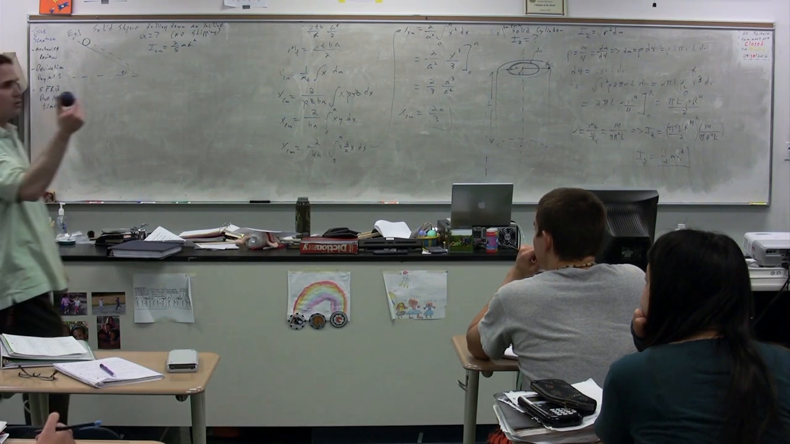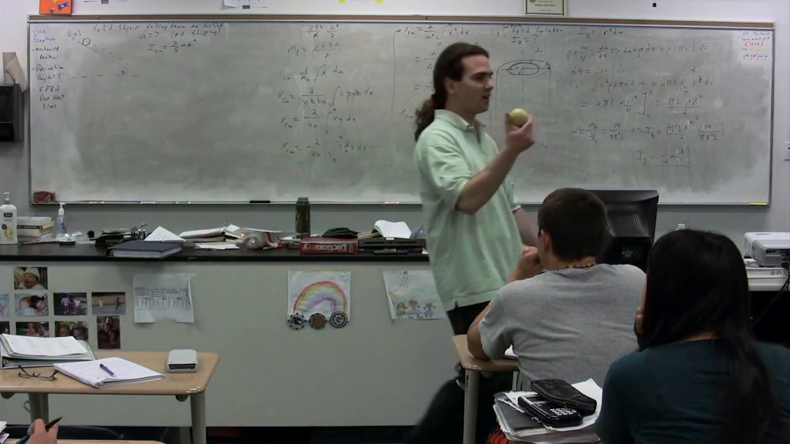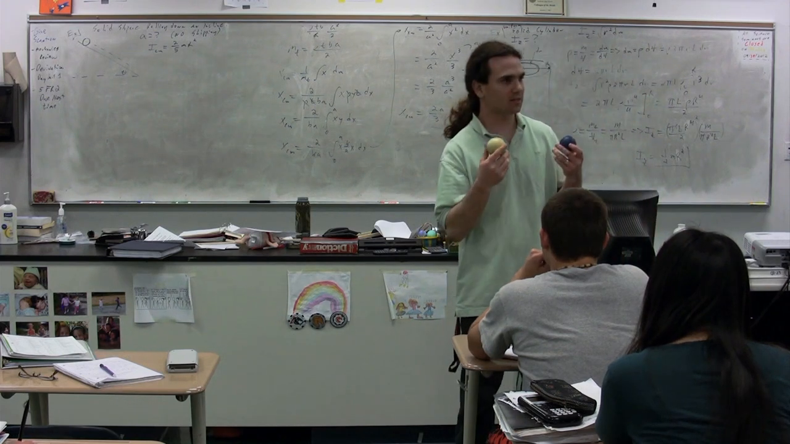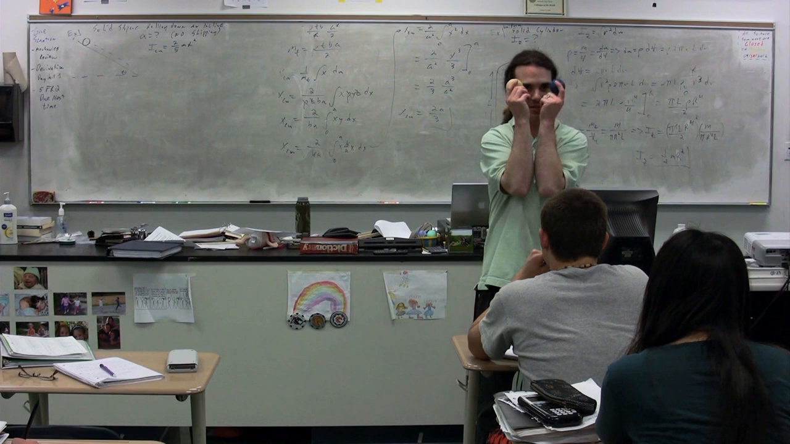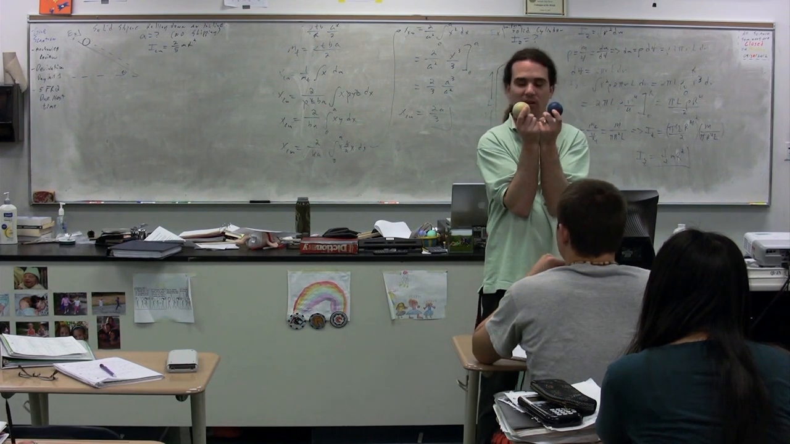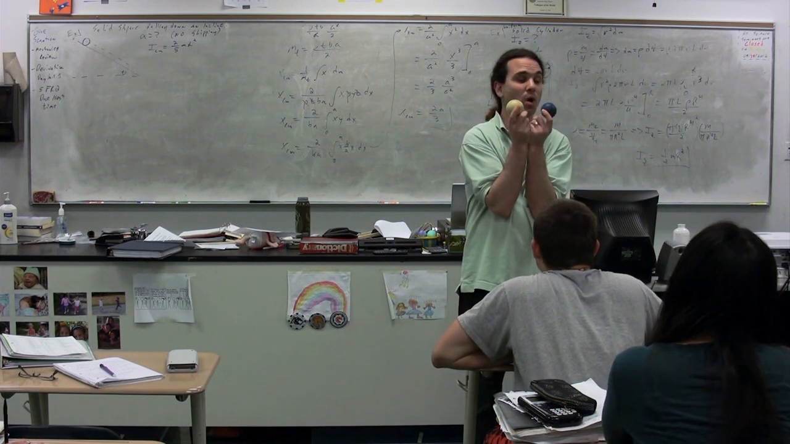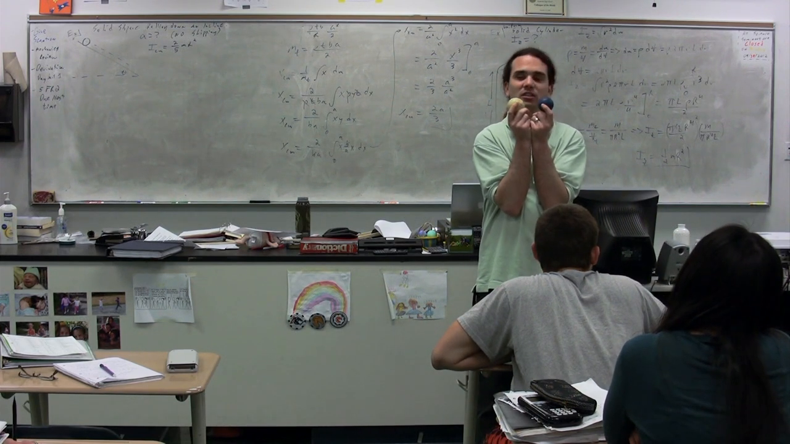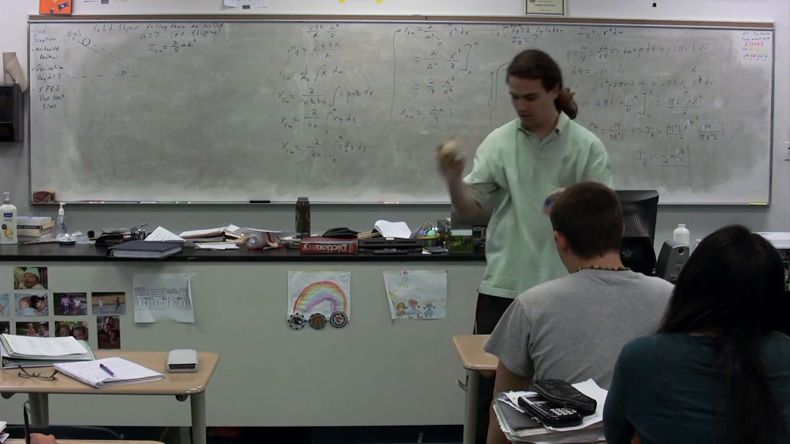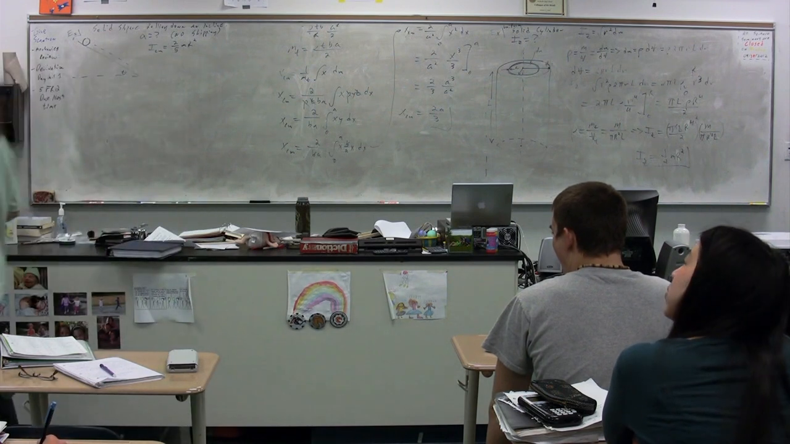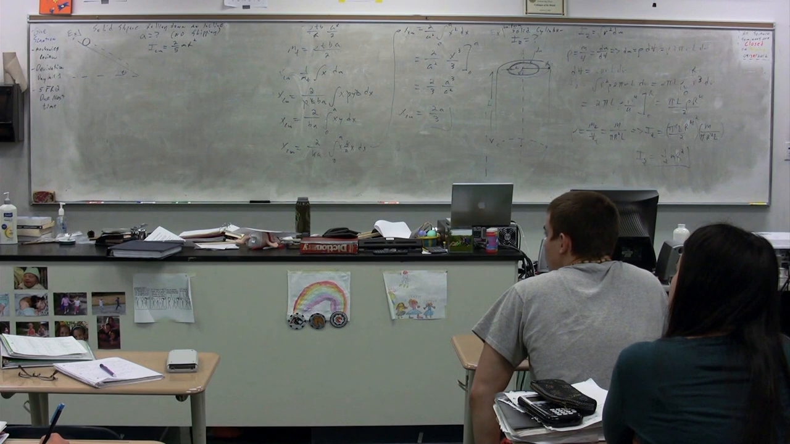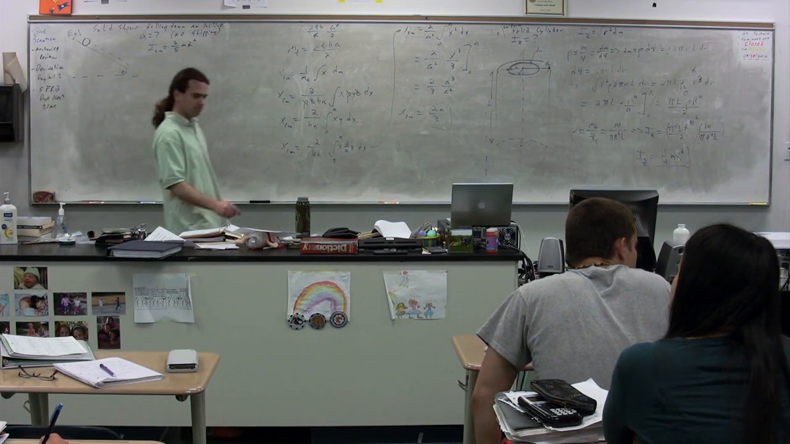A hollow sphere or a solid sphere? Which one has a larger moment of inertia, assuming same mass, same radius? The hollow one. Why? Because more of the mass is concentrated farther from the axis of rotation, right? So remember, it is based off of mr squared. The farther the mass is from the axis of rotation, the larger the moment of inertia. Good.